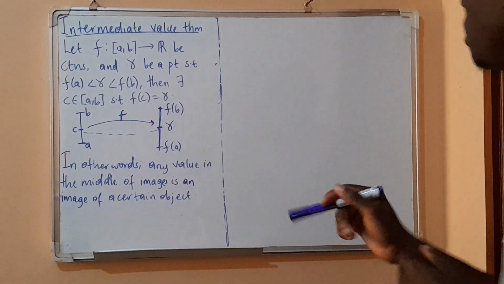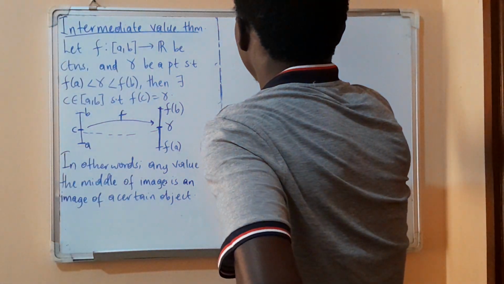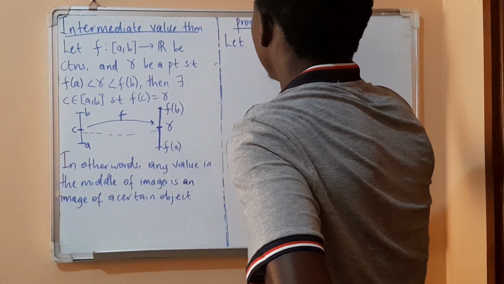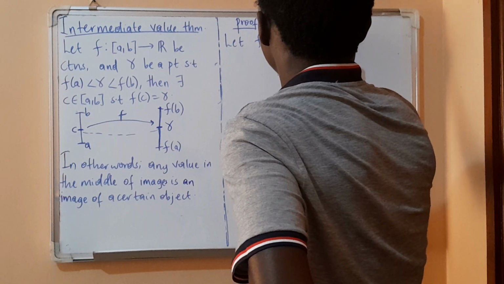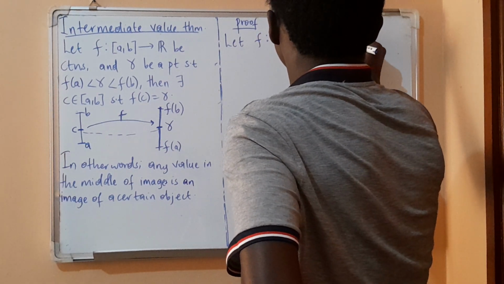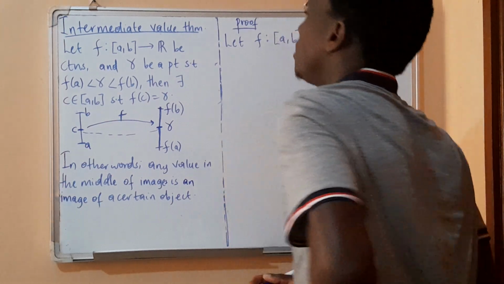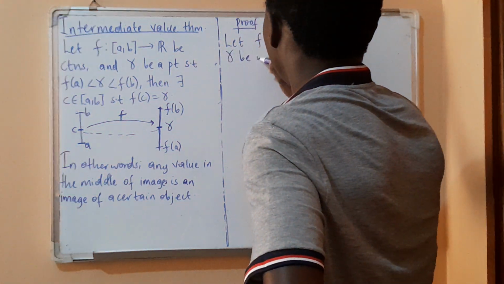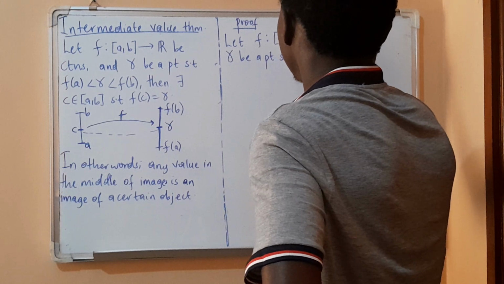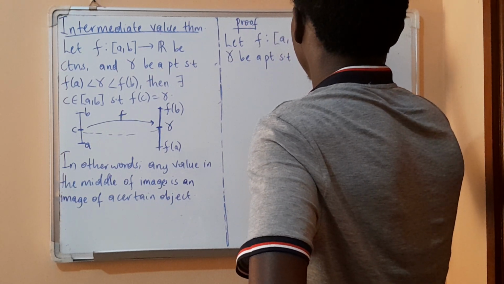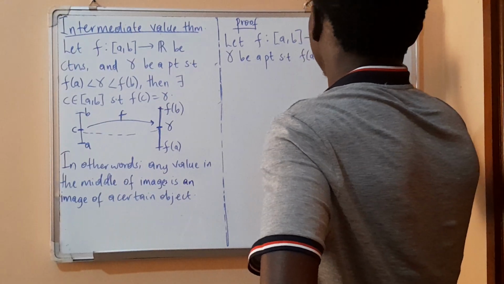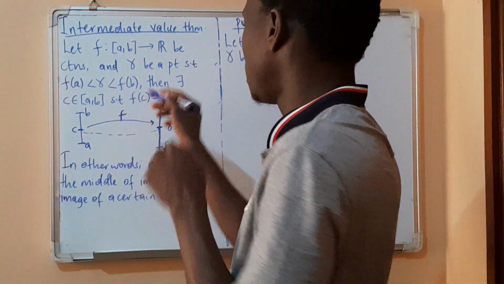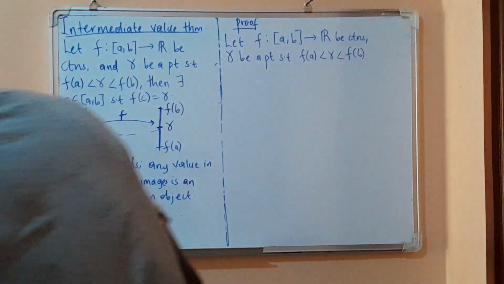So how can we prove that? Let us see how this can be proved. So we are going to let this be a continuous map, and gamma be a point such that f of a is less than gamma is less than f of b. Then we want to show that there exists a c such that f of c is equal to gamma.